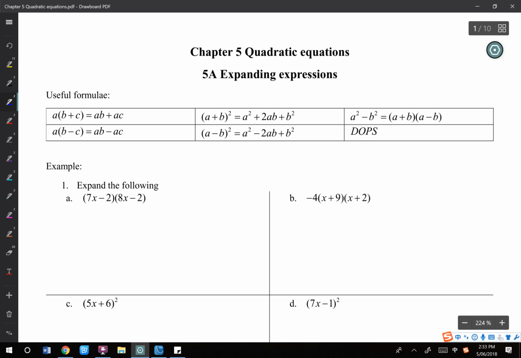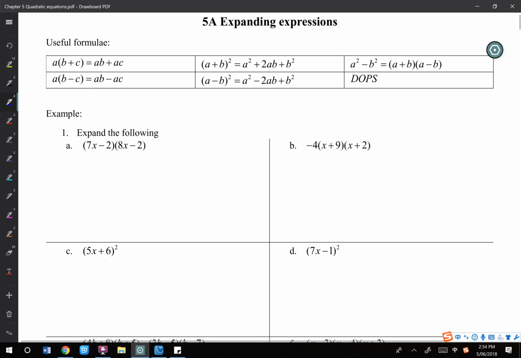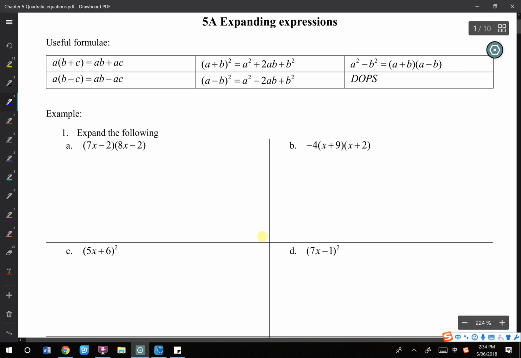Let's talk about expansion. I think we know how to expand: multiply each term in the first bracket by everything in the second bracket, and we add or minus them. But there are formulas that are really important. Well, three formulas that are really important.